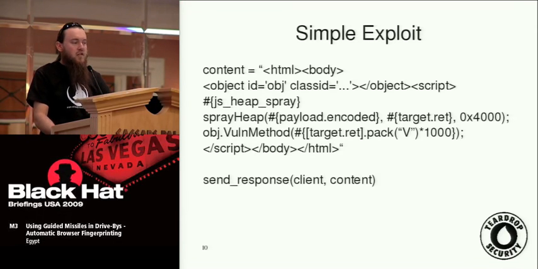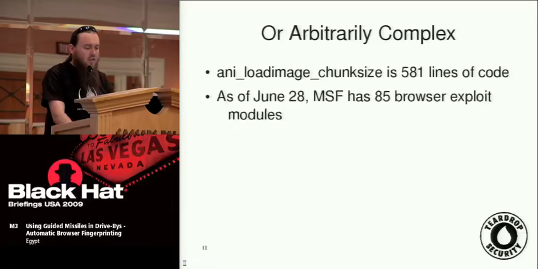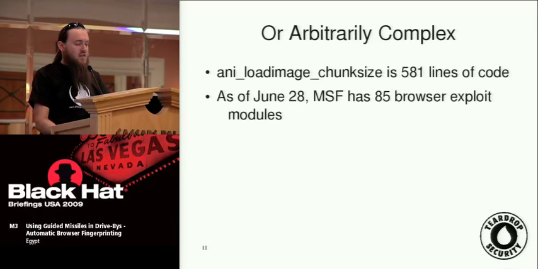You just send it off and it works. Or it can be arbitrarily complex, and as an example, ANI load image chunk size, which is an old exploit, admittedly, is 581 lines of code. That's relatively huge. That's the biggest HTTP exploit we have at the moment. And as of June 28th, there were 85 browser exploits in the trunk.